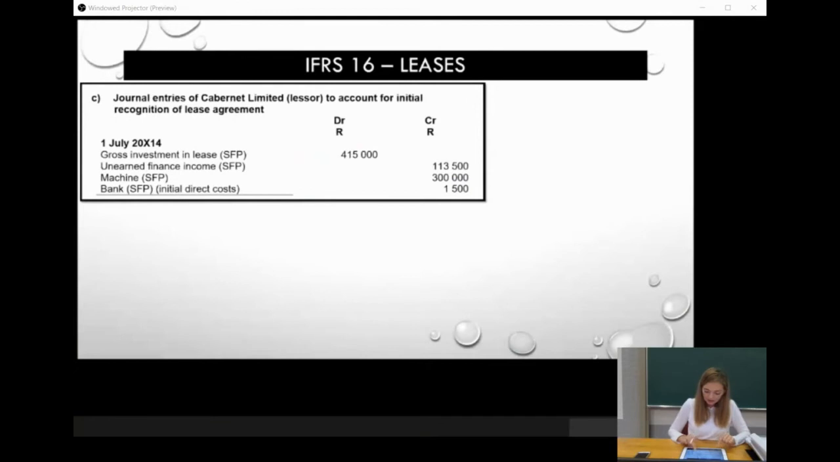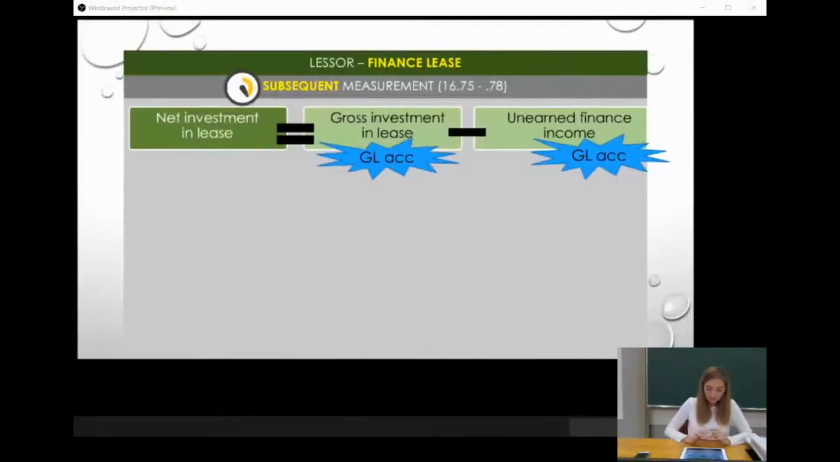Okay, we looked at the journals already. Now we get to subsequent measurement. What happens for the subsequent measurement of a finance lease for the lessor? Remember that we have these two GL accounts, the gross investment in the lease and the unearned finance income, and both of them together give us our net investment in the lease.